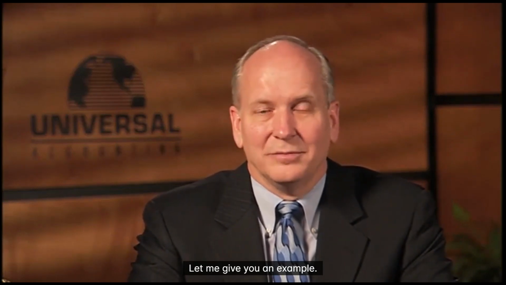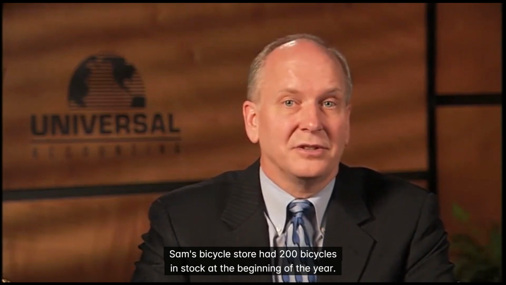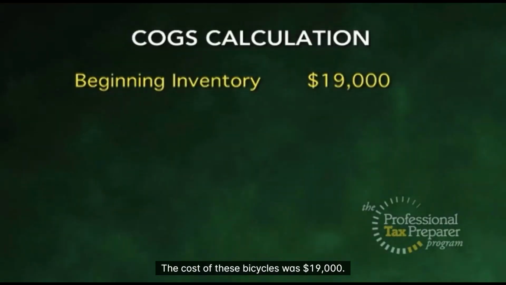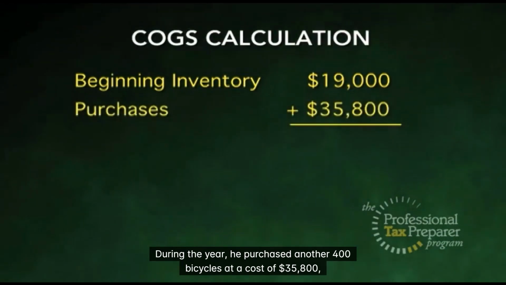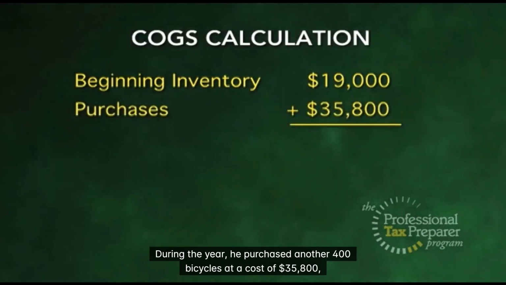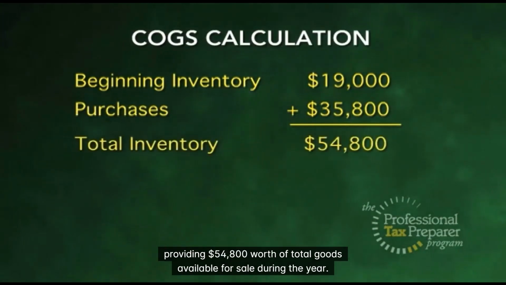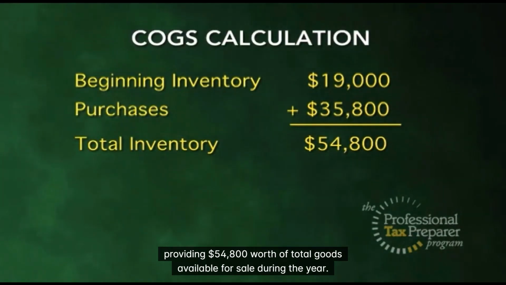Let me give you an example. Sam's Bicycle Store had 200 bicycles in stock at the beginning of the year. The cost of these bicycles was $19,000. During the year, he purchased another 400 bicycles at a cost of $35,800, providing $54,800 worth of total goods available for sale during the year.